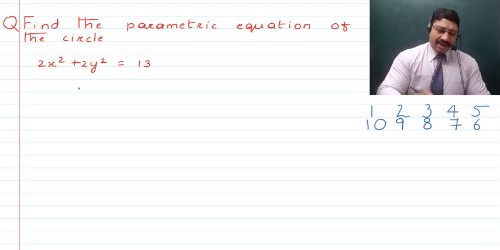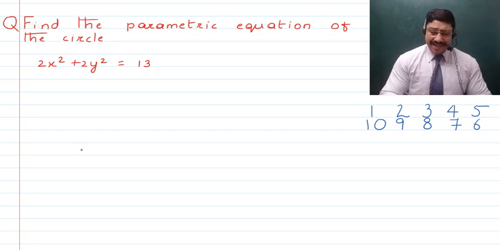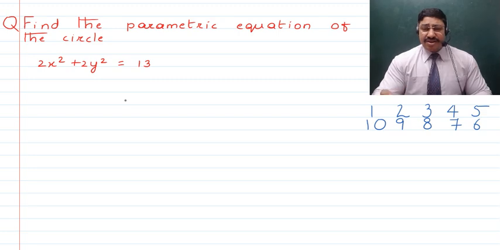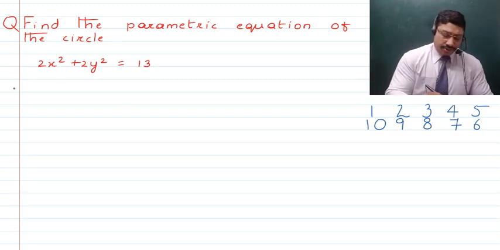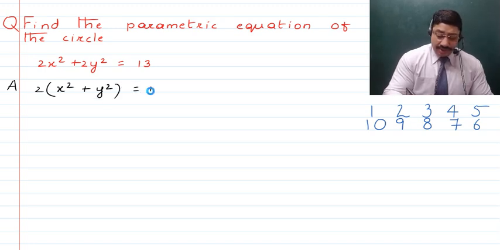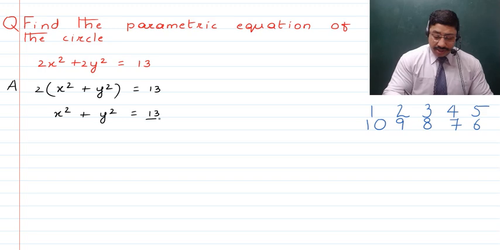Now children, continuing with the sum, here we've been given that there is a parametric equation to which the standard equation has to be converted, and we have the equation to be 2x squared plus 2y squared is equal to 13. Now children, here we can take 2 common outside, and then we have x squared plus y squared is equal to 13. As such, here we will now have x squared plus y squared become equal to 13 upon 2.